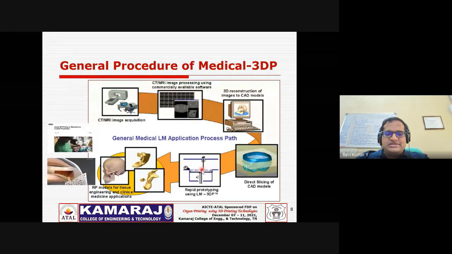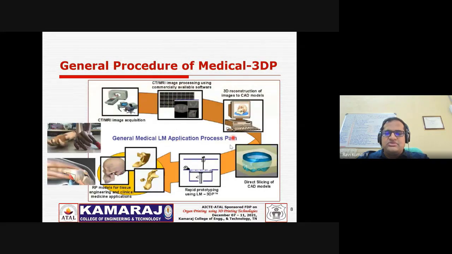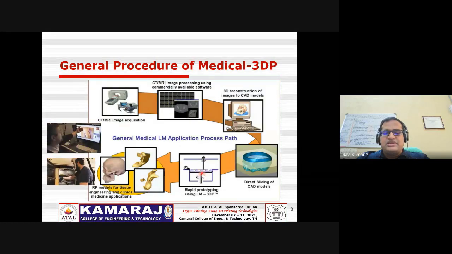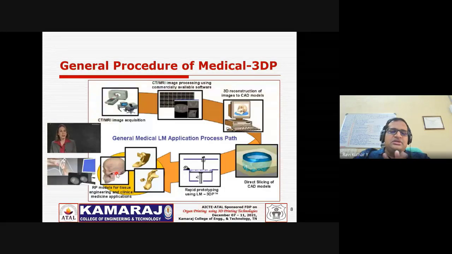So based on those instructions, whatever part you have supplied here, like a skull, it is exactly going to replicate. A physical realization happens in the machine. The physical fabrication is done layer by layer, and once you complete all the layers, you finally end up with the model.